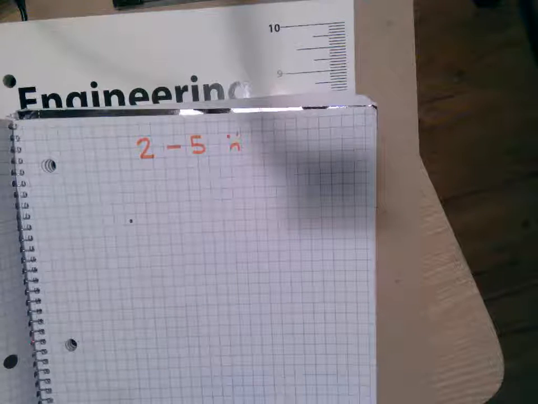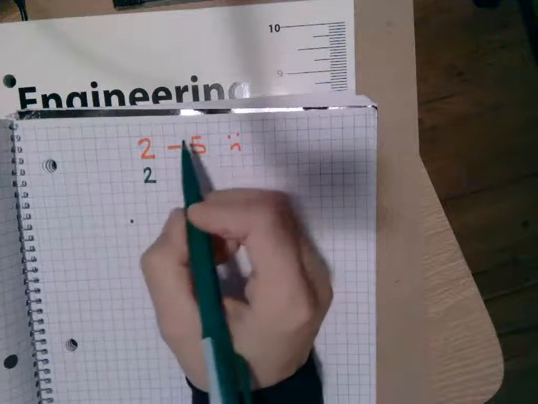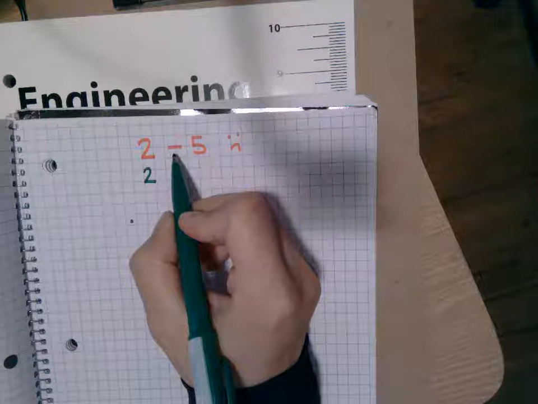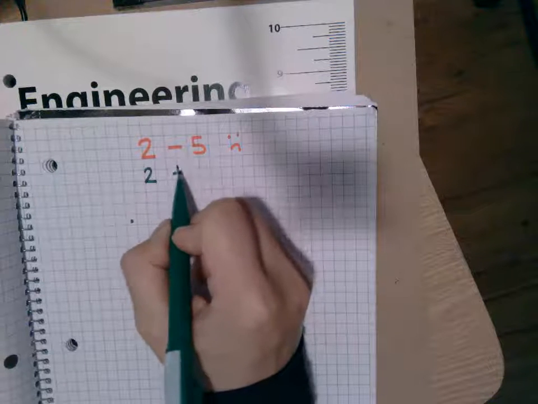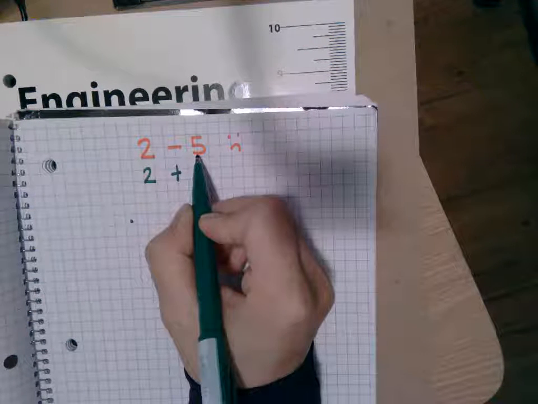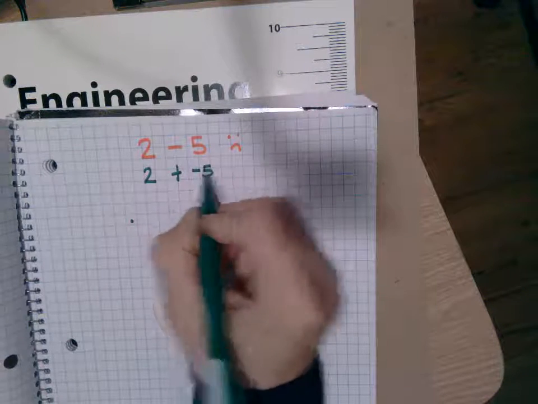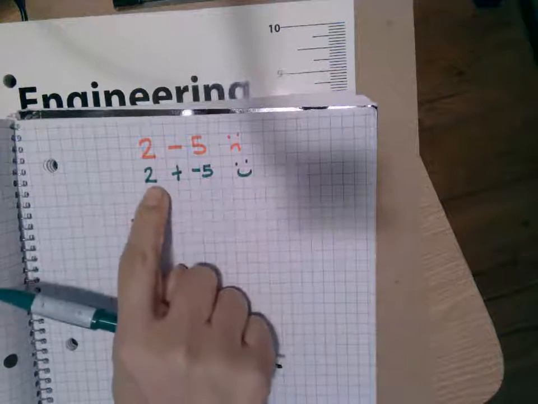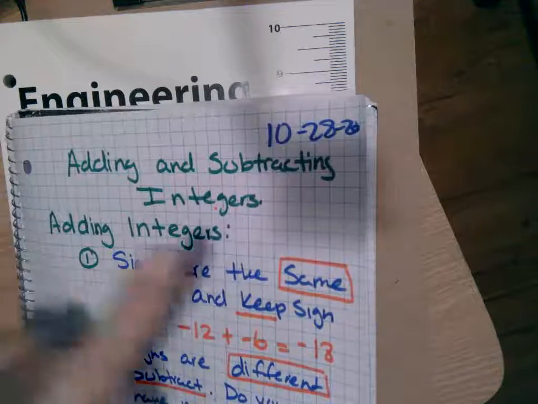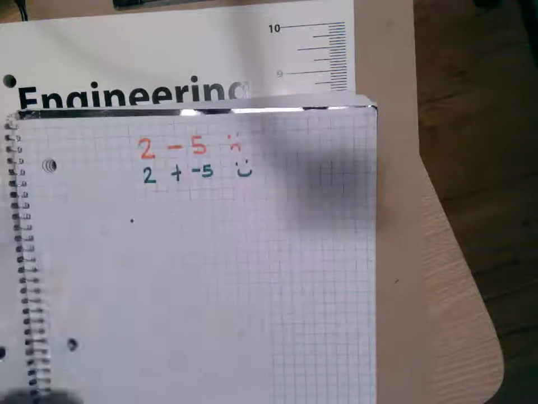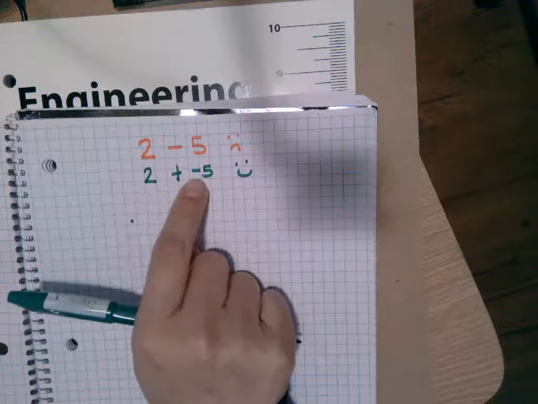So you're going to add the opposite. You're going to keep the first number. I'm going to change subtraction to what? Addition. And then what's the opposite of 5? -5. And this makes me happy. And now we're in the addition rules. Now we go back and ask ourselves, are they the same or are they different? They're different. So you're going to subtract.